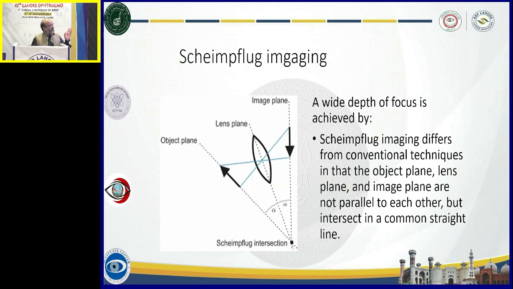This is the dual Scheimpflug principle, which was explained by Dr. Noman and Abdullah both: you tilt the camera in a manner that the intersection point remains the same at all the points, and that's what the Scheimpflug principle is, and that's what made it easy to map both anterior and posterior corneal surfaces effectively.